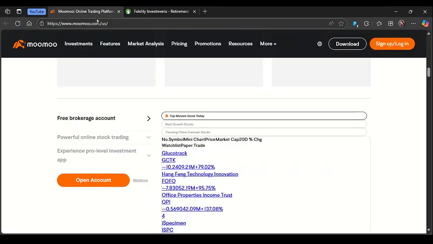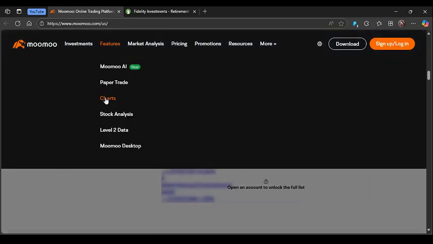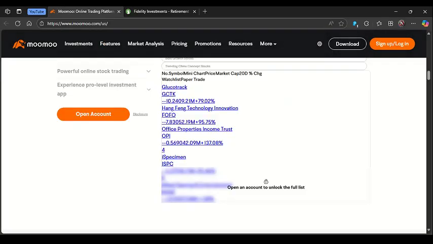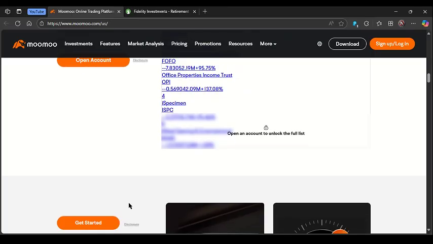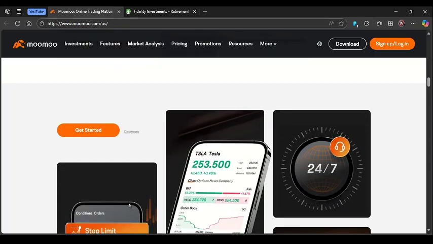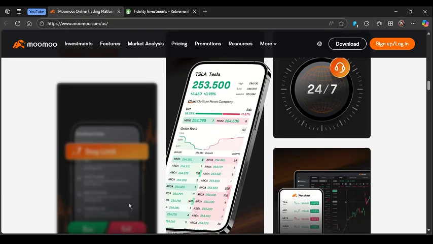So in conclusion, Moomoo is still better for active global traders, while Fidelity is the smarter pick for diverse long-term investors.